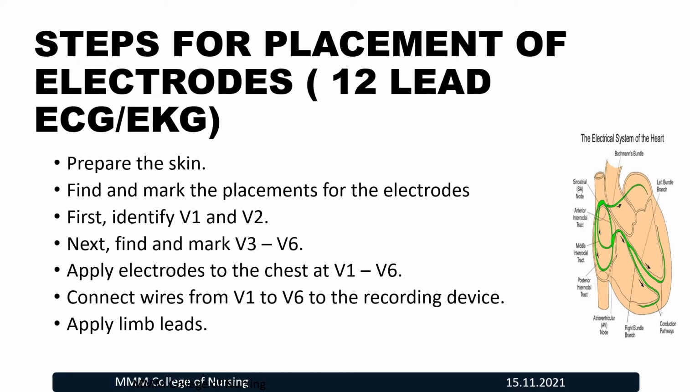Apply electrodes to the chest, V1 to V6. Connect wires from V1 to V6 to the recording device. Apply limb leads.